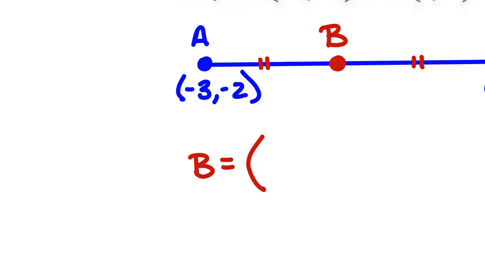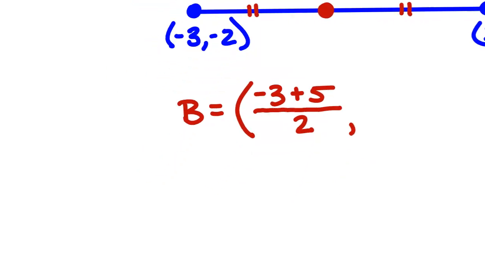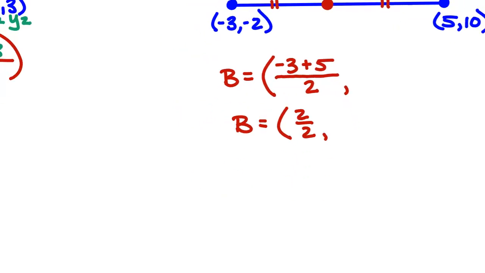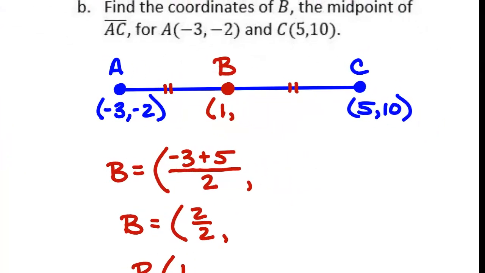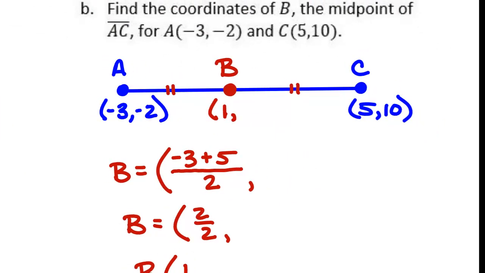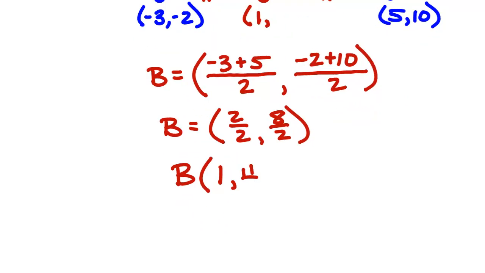What are the first numbers that we need to add together in this first numerator to find point B? Yep, -3 plus 5. What is -3 plus 5? 2. So I have 2 over 2 in the x spot. So what is the x part of the ordered pair for our point B? 1. And then we do the same thing, but for the y's. What are the two numbers that we add together for the y's? -2 plus 10. What is -2 plus 10? 8. So I have 8 over 2, and 8 over 2 is 4.